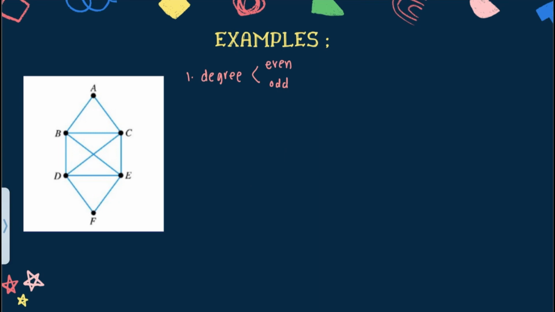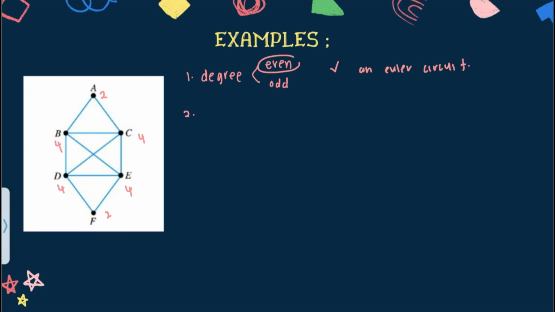The next example is, as usual, we need to identify the degree, which is even or odd degree. So let's restart. This has 2, 4, 4, 2, 4 and 4 degree. So as we can see, all the degrees are even. So yeah, this graph does have an Euler circuit.